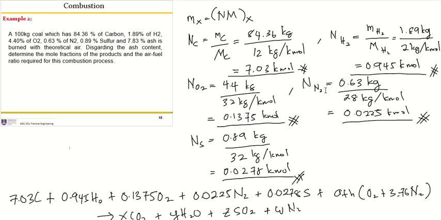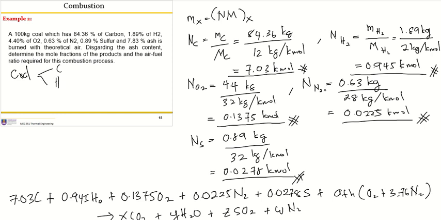Okay, now we proceed with combustion. So this is actually a combustion of coal. The chemical composition of coal, we have a carbon.